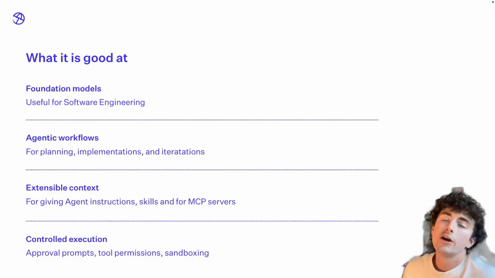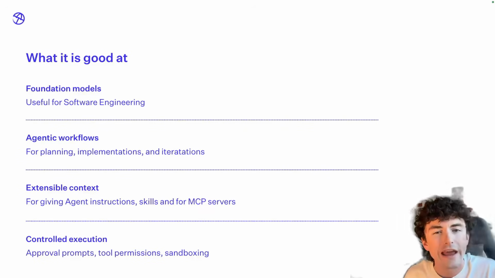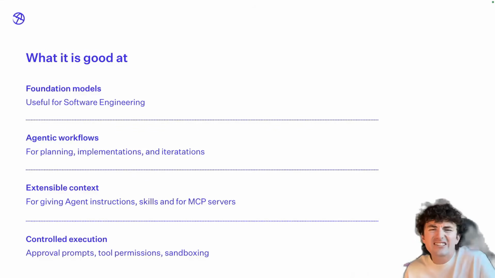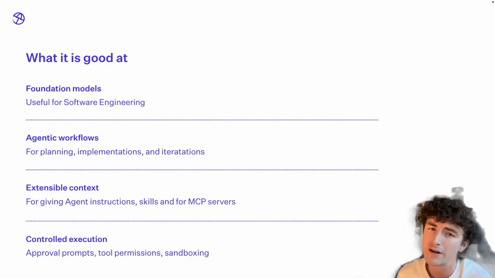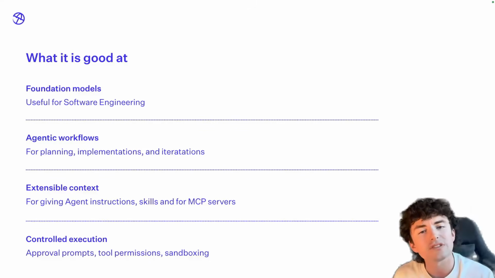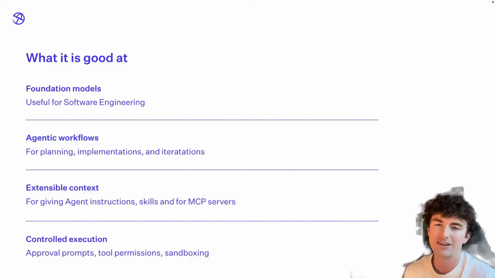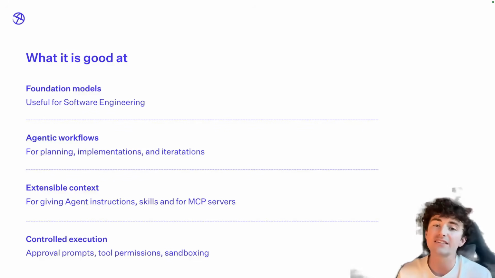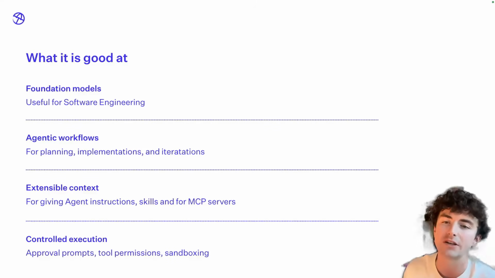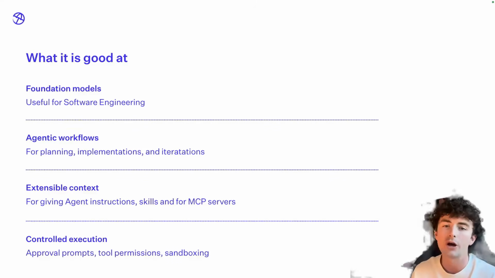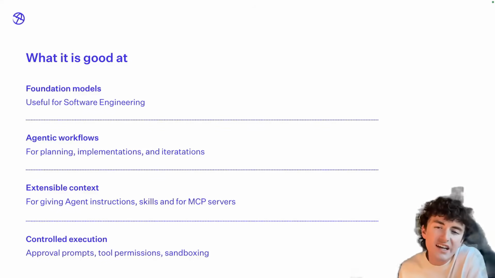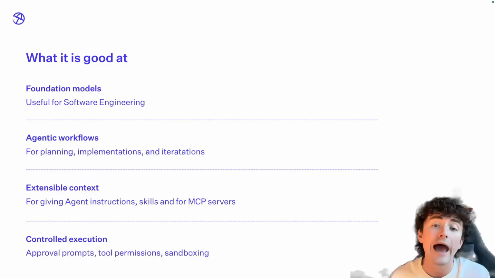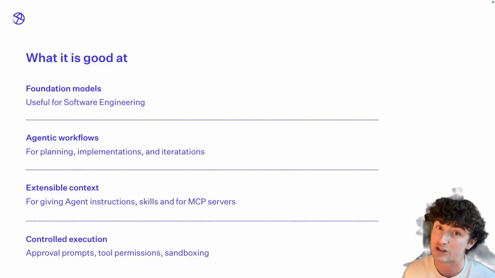What it's good at, there's 4 strengths that I feel like are worth naming here. Foundation models built for software engineering, not really general chat models with a code flavor. We also have agentic workflows that plan, implement, and iterate, not single shot completion. It's also good for extensible context, for agent instructions, skills, and MCP servers, and controlled execution. Approval prompts, tool permission, sandboxing. It lasts before it acts, and you decide how much rope it gets as per the demonstration previous.